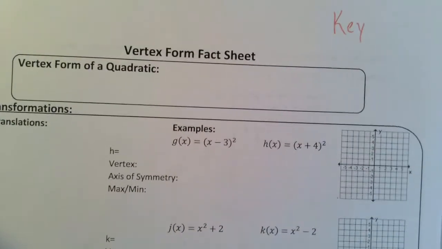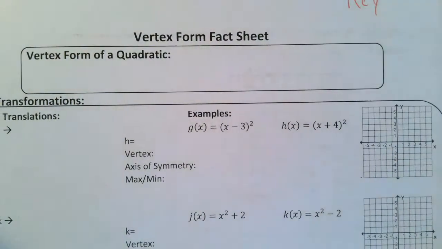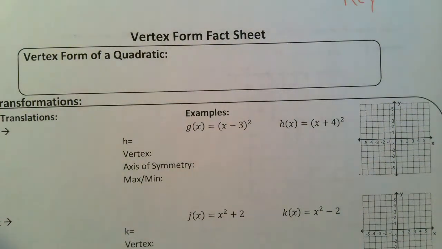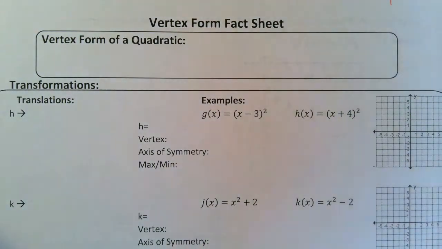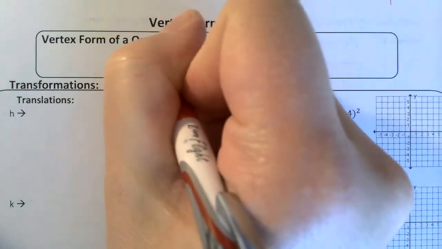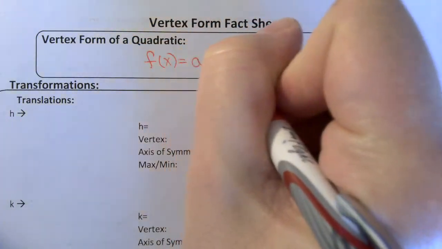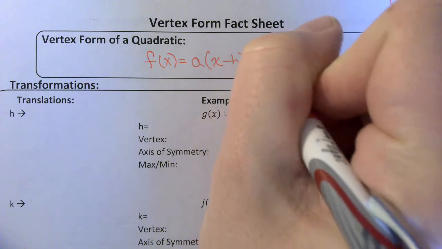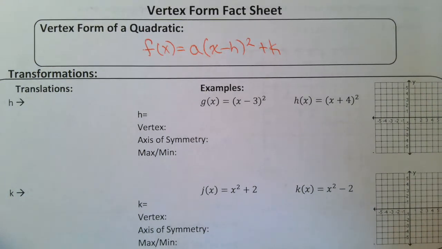All right, so we are doing, I'm calling it a fact sheet rather than a cheat sheet. Do you like that? A fact sheet. What is the vertex form of a quadratic? f of x or y equals a times the quantity x minus h squared plus k. Got it? Now, let's talk about the transformations.